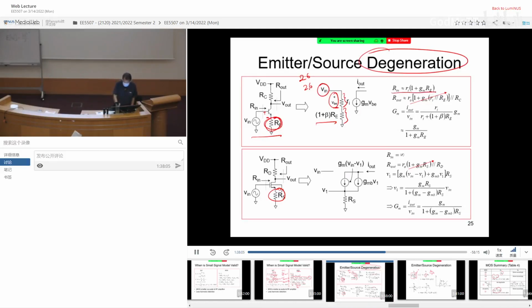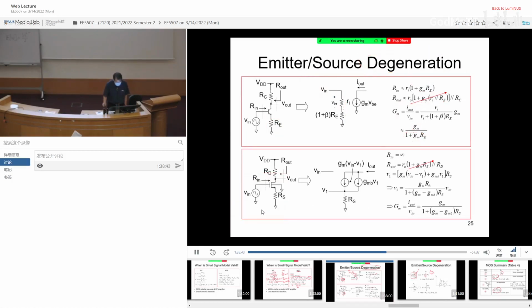RE, we already covered that. It will boost the input resistance by this factor, 1 plus gm RE. For output resistance, it will also boost it up, but eventually it's limited by RC, the other parallel branch. Now, in terms of the gm, why do we call it degeneration? Because the current source is going to be divided down by a factor. You can see the current source, gm, is going to be divided down by this factor, 1 plus gm RE. How do we derive this guy?